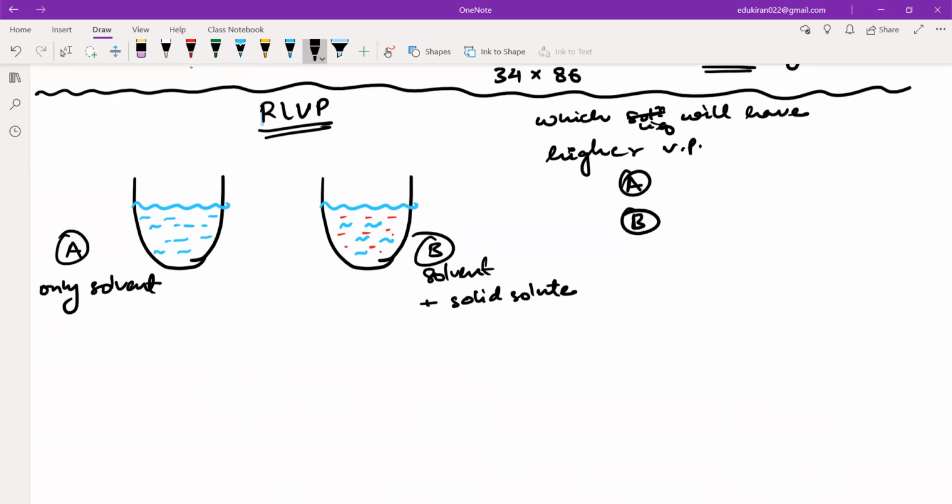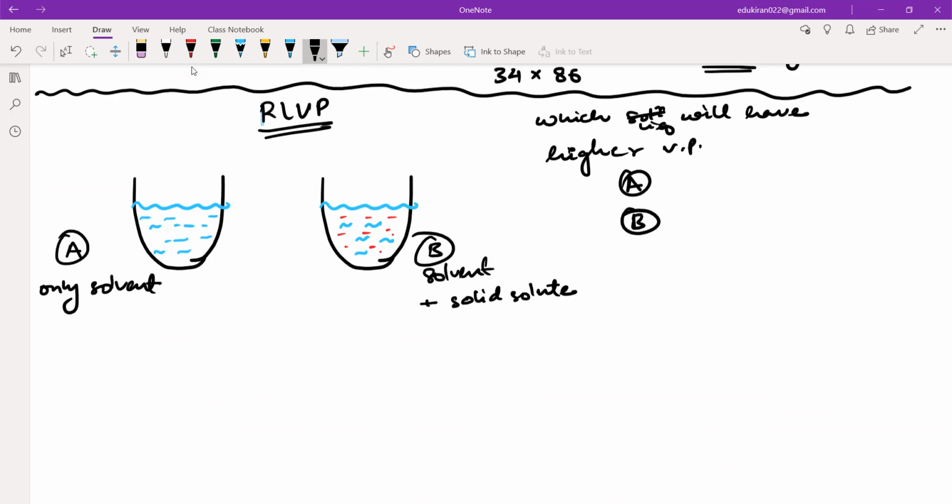Did everyone hear this? Yes or no? Yes, sir. Okay. Is there any mention of intermolecular forces of attraction here? No, sir. No, right? What is the reason then? Sir, non-volatile solute. So what does the non-volatile solute do?